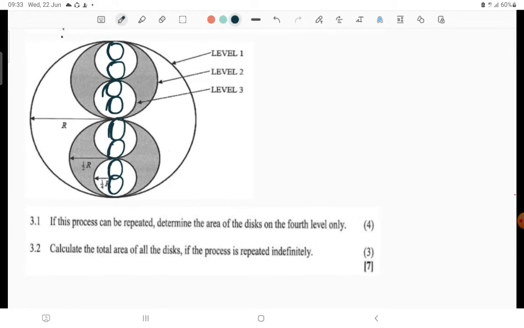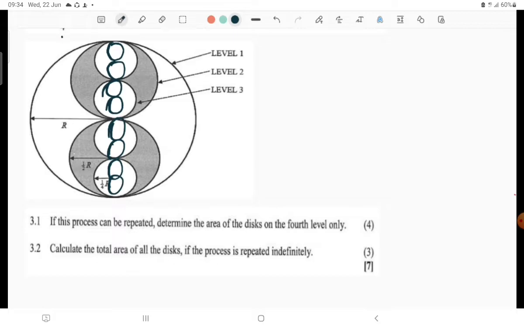Now they want to say if this pattern continues, and you can see that it's possible for it to continue this way, then determine the area of the discs of the fourth level only. So this one is the third level, therefore these small ones that I just drew here belong to the fourth level. So we need to find the area of them, which means the total area of those discs.